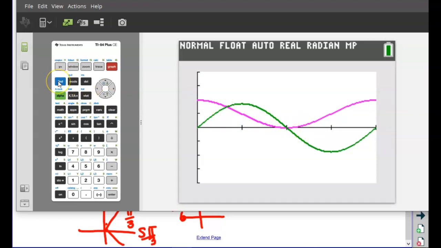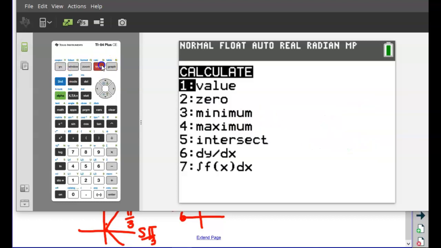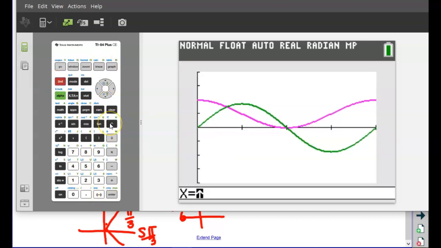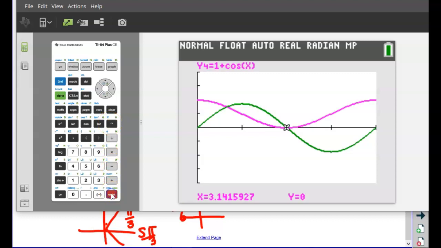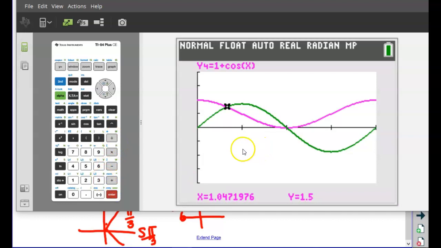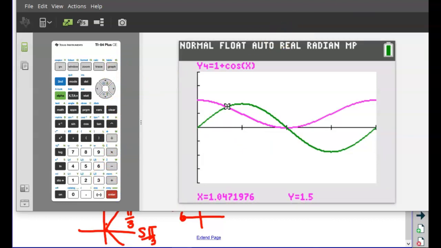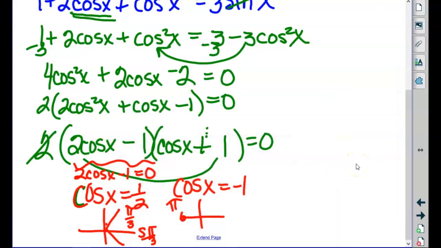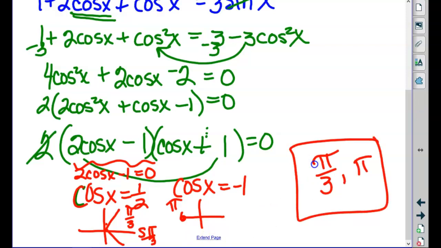What did we have? What was the first one? Pi seems to be working to me. If we go to pi, I think we're good. The first one here, we had a pi over 3. If we go to pi over 3, that does appear to be the other one that works. Let's look at why 5 pi over 3 is an extraneous solution. So we got pi over 3 and pi were the two that worked.